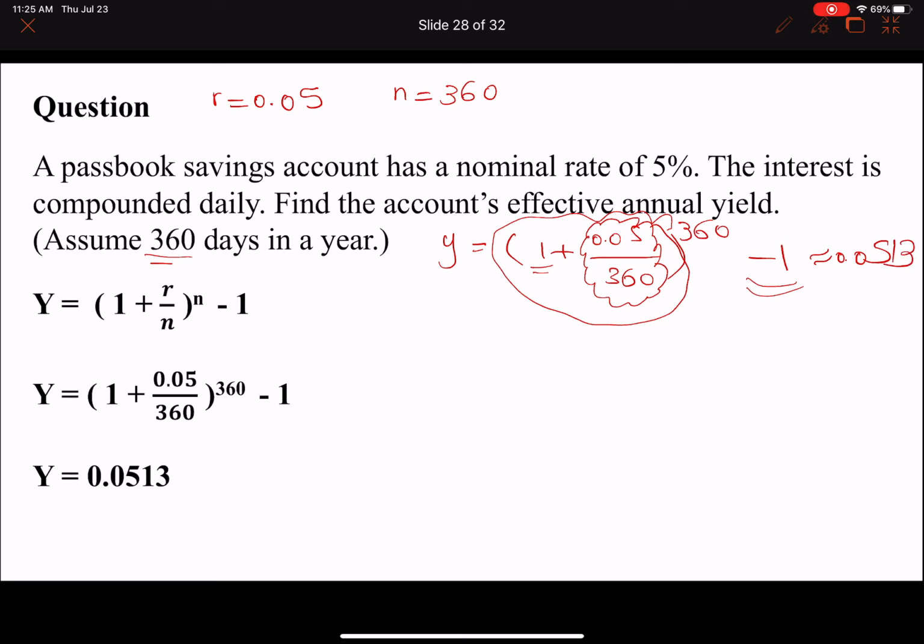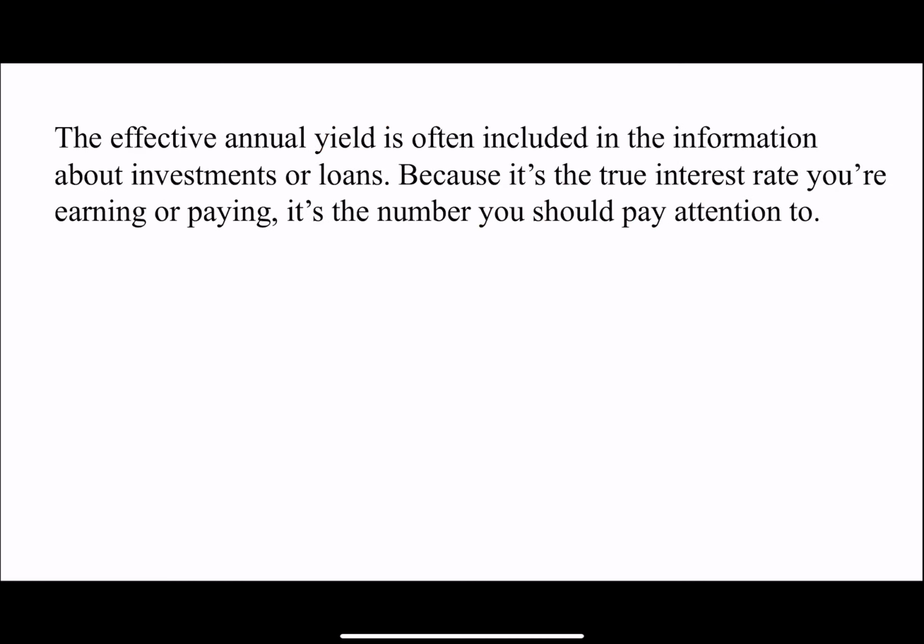0.0513, yeah. If you want to change it to percentage, it is 5.13%. Here we go. That's your decimal. You want to change it to percentage, you can multiply that by 100. So it's 5.13%, around 5%, is the effective annual yield.